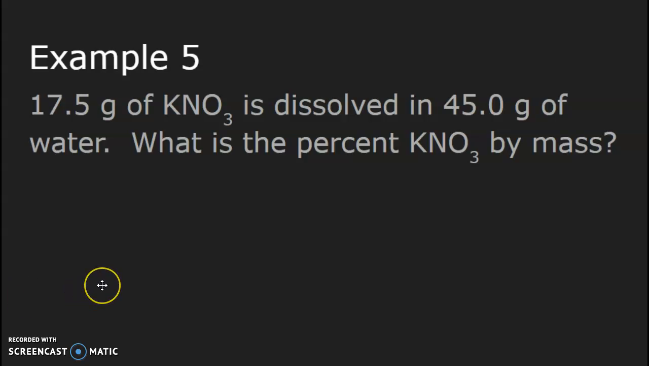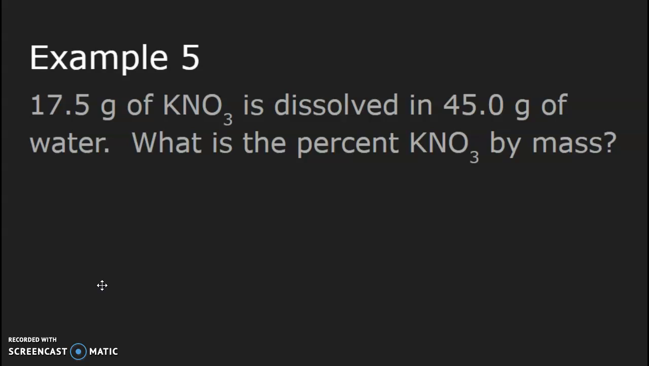Let's take a look at example number 5. So in example number 5, 17.5 grams of potassium nitrate is dissolved in 45.0 grams of water. What is the percent of potassium nitrate by mass? Now the problem here is that we do not have a mass of solution. We need to express the 17.5 grams of potassium nitrate, our solute, as a percentage of the total mass of solution. The total mass of solution is the mass of potassium nitrate and the mass of the water, which is the solvent in our solution.